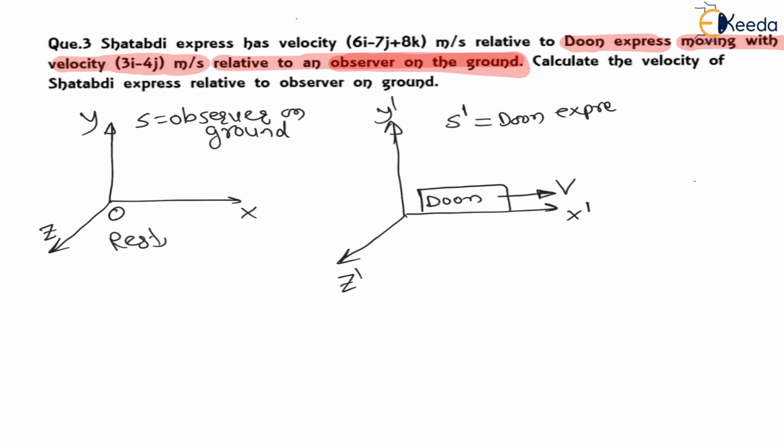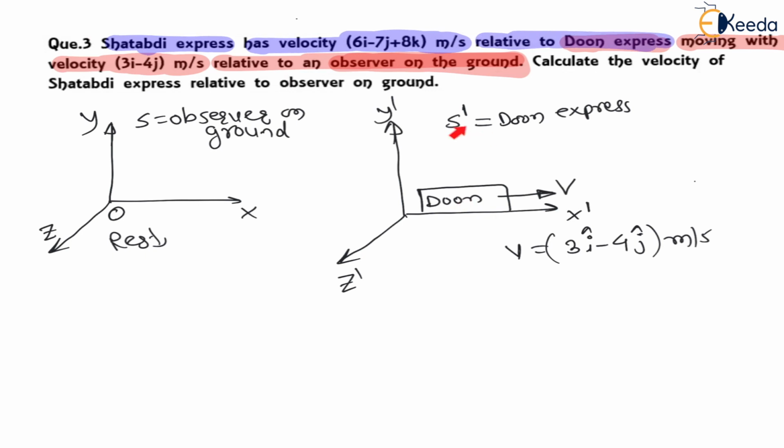Try to understand the English language, right? Because this Dune Express is traveling with respect to the observer, and the observer is at rest, the velocity of Dune Express is given. So v is nothing but 3i minus 4j meter per second. This is the velocity of Dune Express with respect to rest, and the velocity of Shatabdi Express is with respect to Dune Express. Very important, my dear. Shatabdi Express has velocity of 6i minus 7j plus 8k meter per second relative to Dune Express. Dune Express itself is the moving frame S dash.